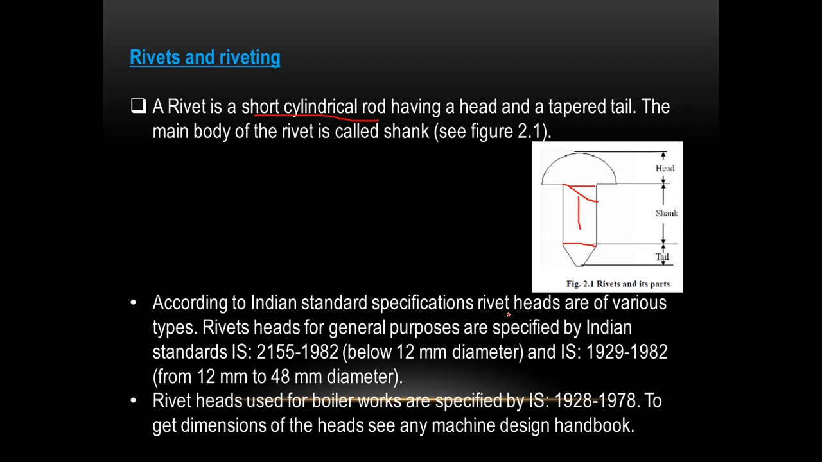According to the IS Indian standard specifications, the heads are of various types. The rivet heads for general purpose are specified by IS standards below 12 mm diameter, and from 12 mm to 48 mm diameter, which are used for boiler works, by this standard. To get the dimensions of this head, you can go with the machine data handbook.